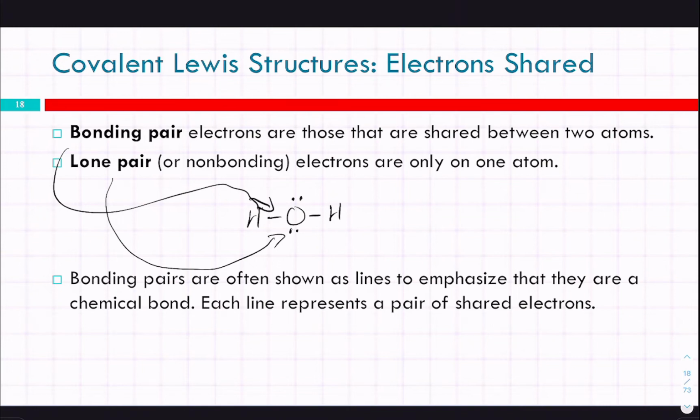So you will see in some places bonds written out as just 2 electrons between hydrogen and oxygen, something like that. It's a little less clean. We're going to write them out as lines.